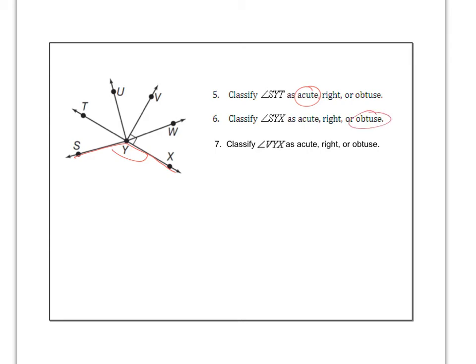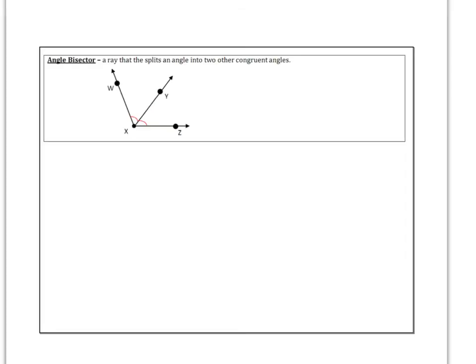And then the last one is VYX. And VYX, if I trace that, goes like this. And notice that box inside of there. That is exactly 90 degrees, or a right angle.